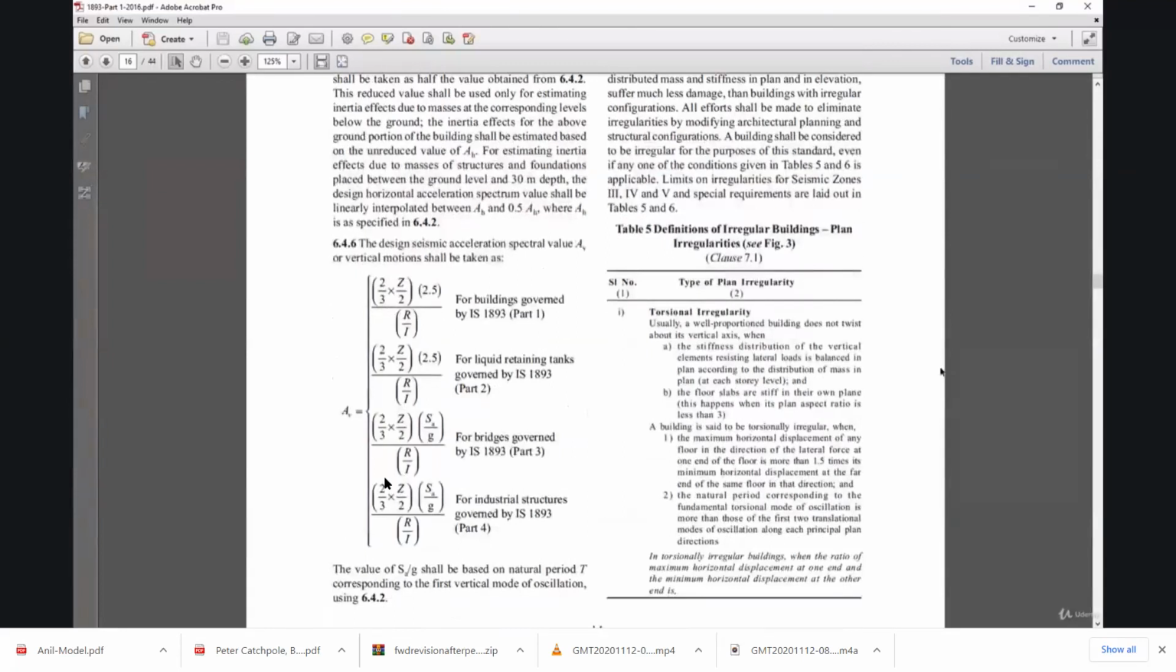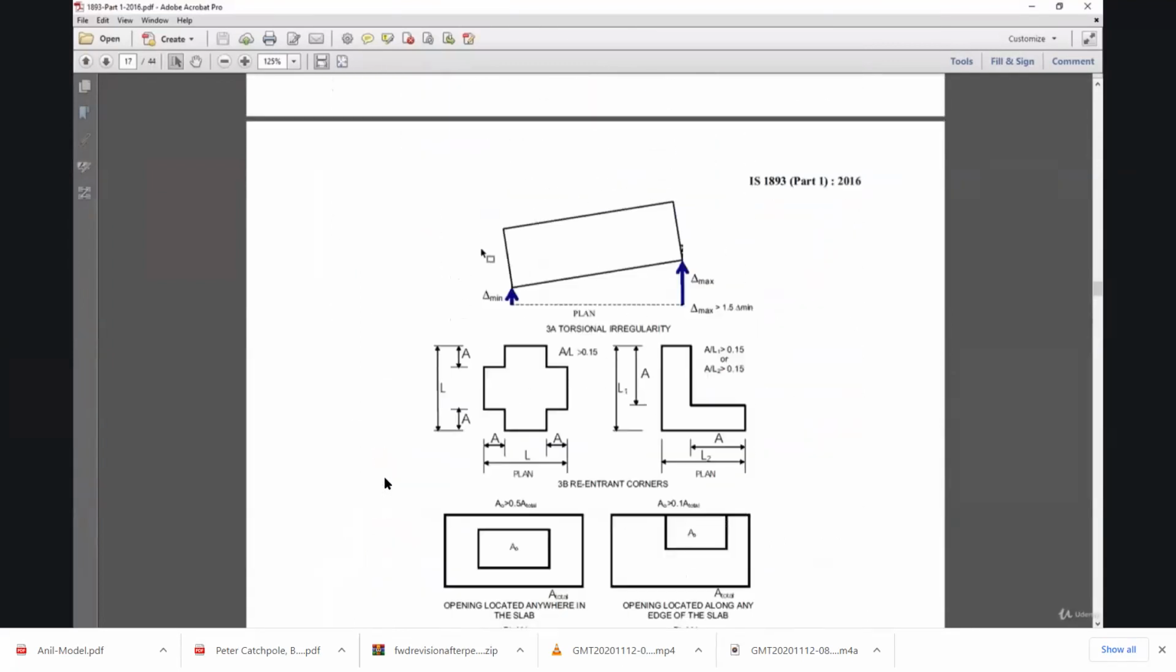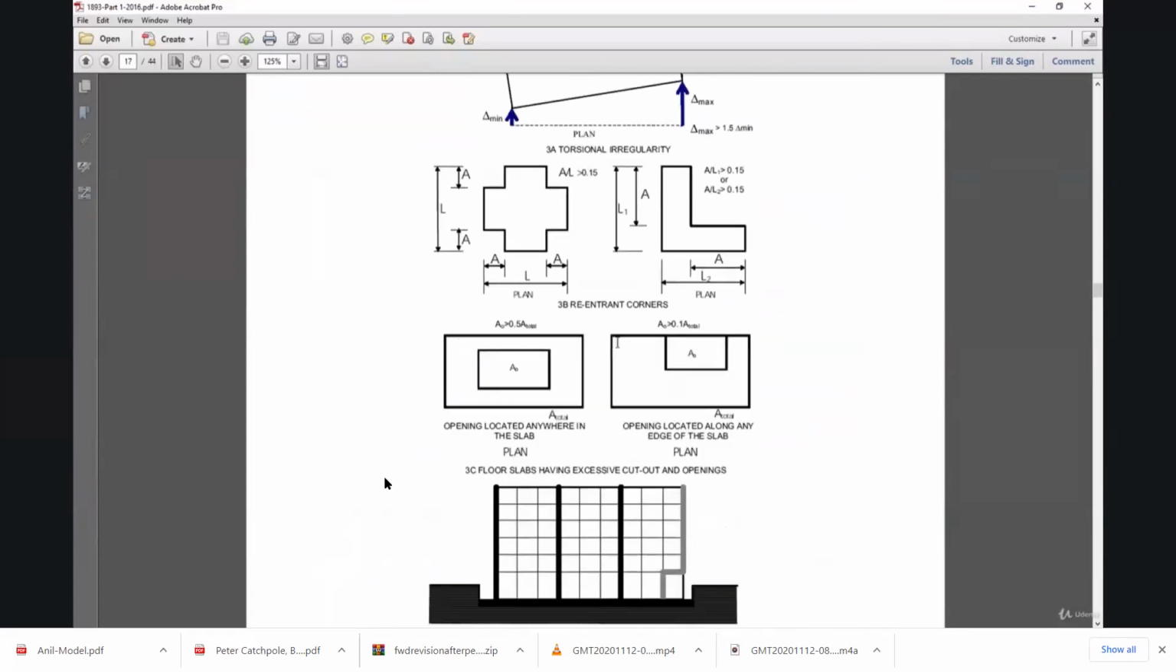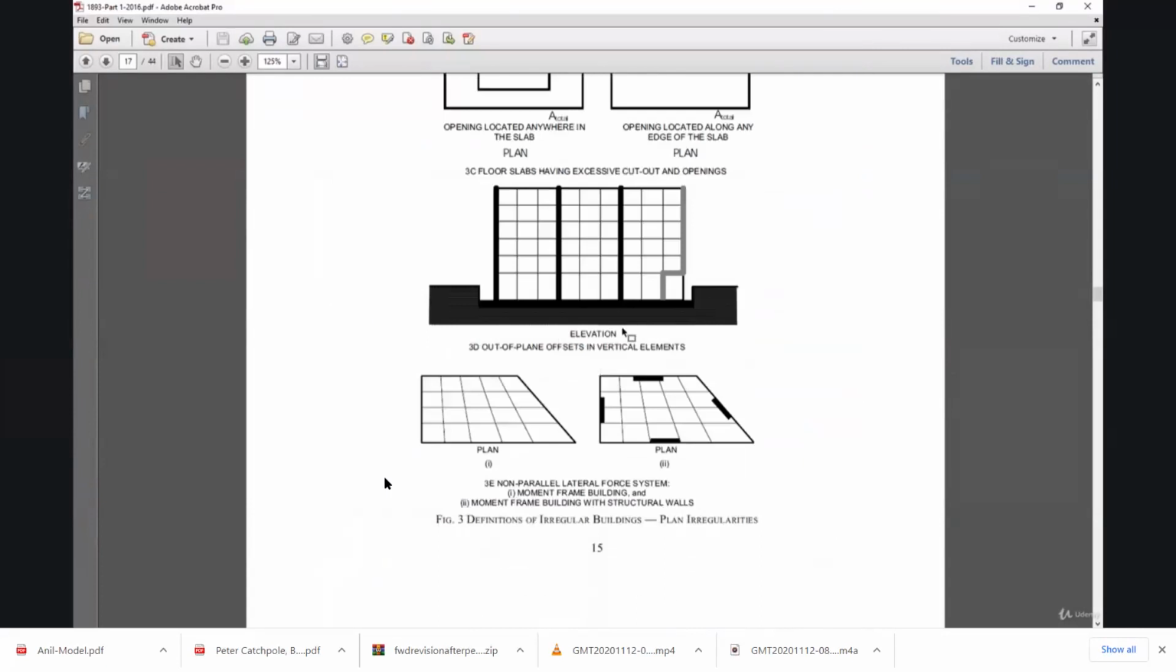So the code has also given us a definition of irregular building. We were discussing the non-orthogonal building. This is a non-orthogonal building. And in addition to that, this is an irregular building, that is L shape or this plus shape building.